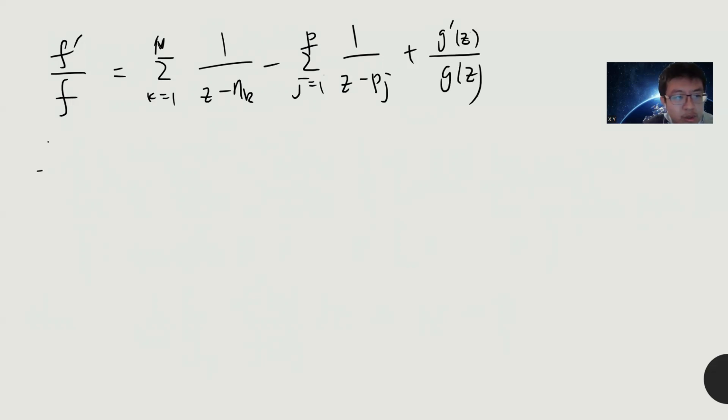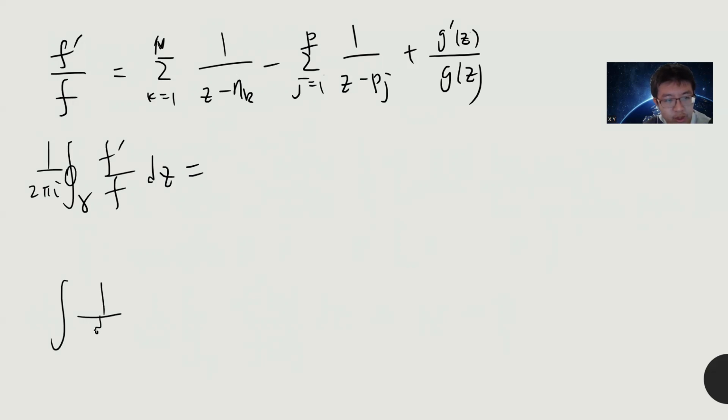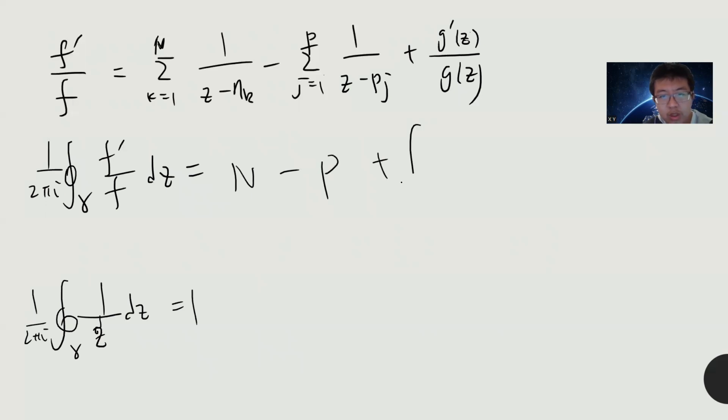Now you can do the integration. These are very simple because for each z minus n_k we just use this formula. It will be 1 if gamma encloses n_k. So it's N minus P plus this term.